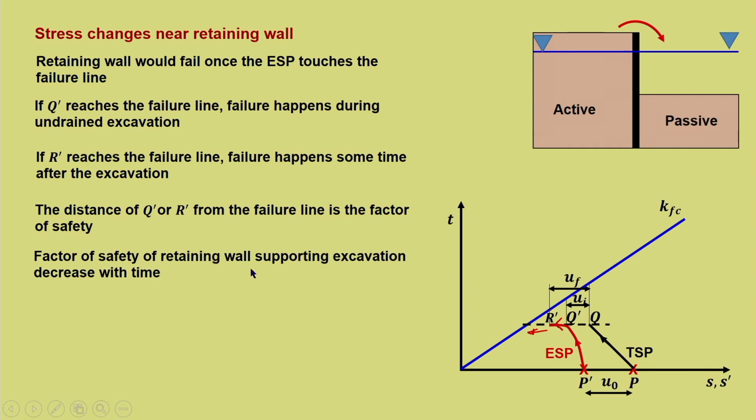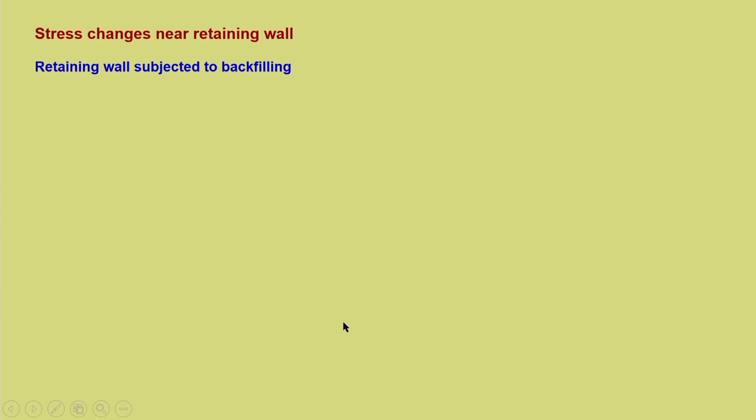Now, the factor of safety of a retaining wall supporting an excavation decreases with time. So, in the case of this particular retaining wall which is supporting the excavation, the factor of safety decreases with time. Why? Because the effective stress path is moving towards the failure line with time. Now, let us see the case of a retaining wall subjected to backfilling or filling.